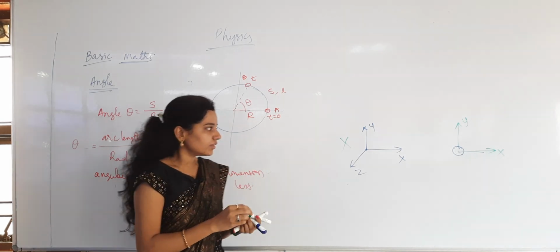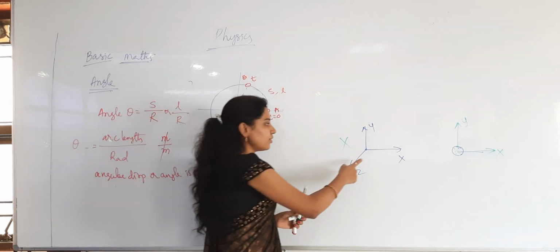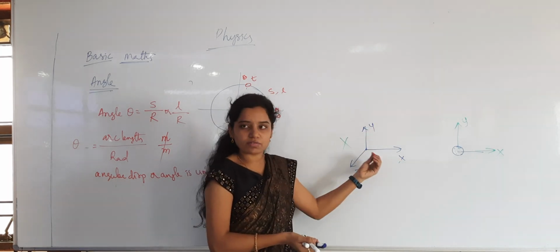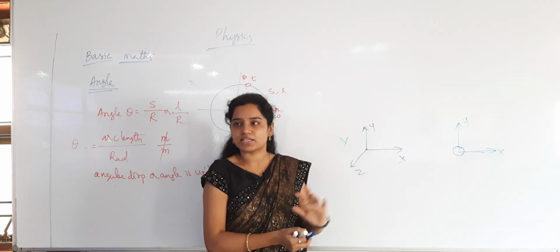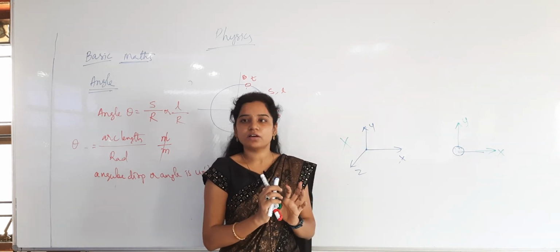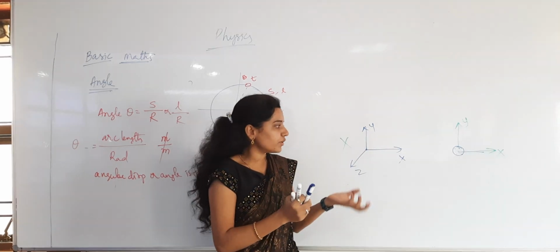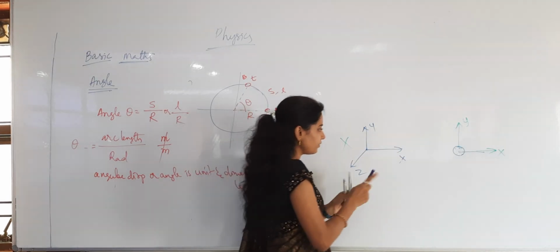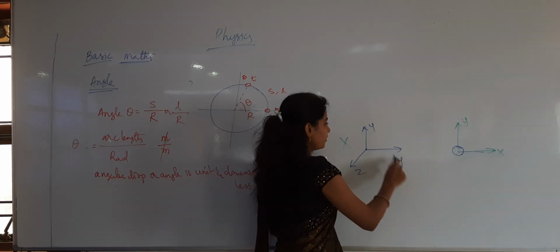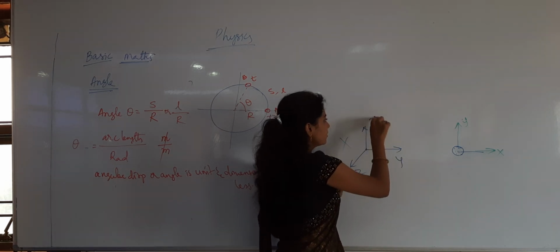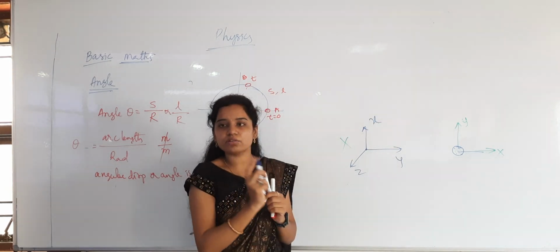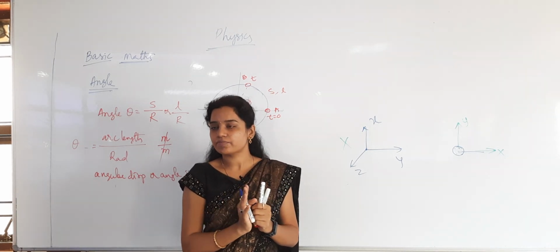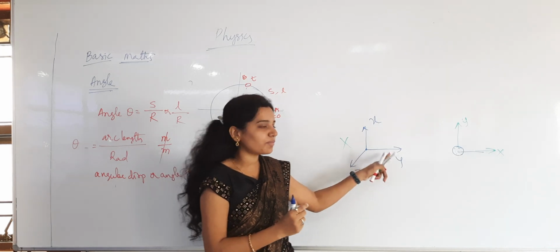And also, there is no rule that always horizontal means x axis, always vertical means y axis, always the out or inwards means z axis. That is your wish. However you want to take, you can take in that way. For example, I can take here y, and then I can take here x. But only one rule is there. What is that? Nothing but all should be perpendicular to each other. That we call as frame of reference in physics.